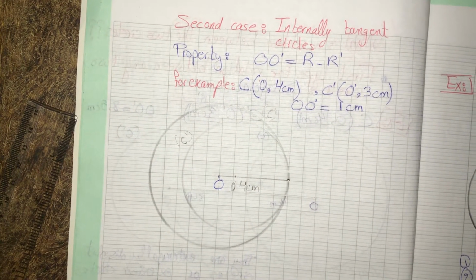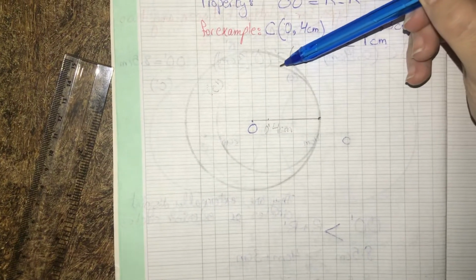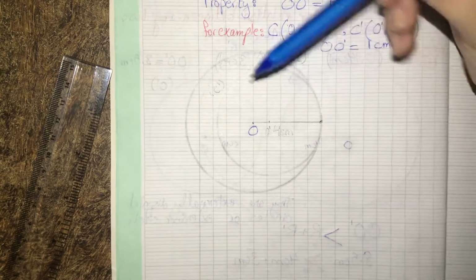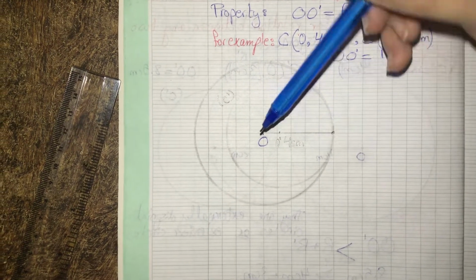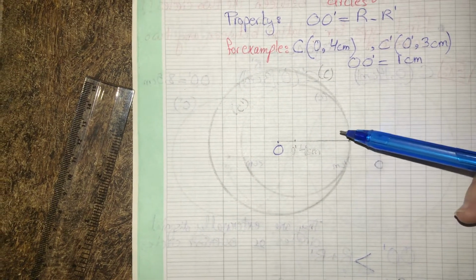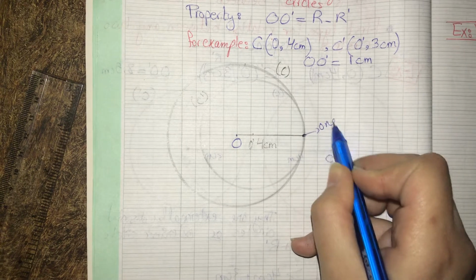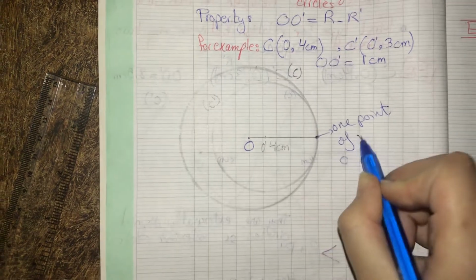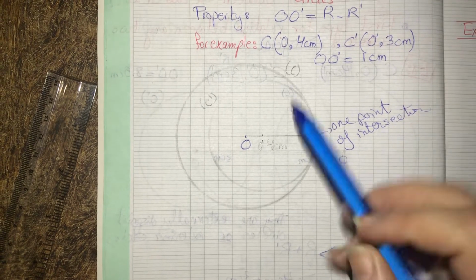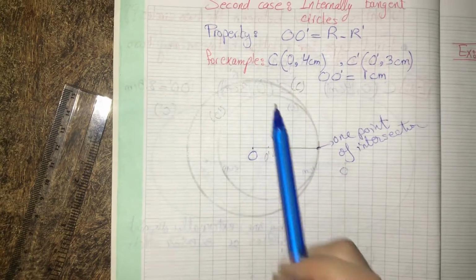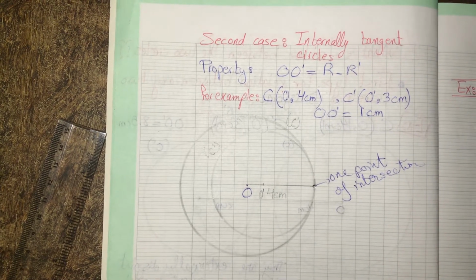So from this drawing I conclude that the second circle is inside the first circle. When the two circles are inside each other, meaning the second inside the first, we conclude that it is internally. How do I conclude that it is tangent? Because I have one point of intersection. So it is tangent, and the second circle is inside the first circle, so I conclude that it is internally tangent circles.